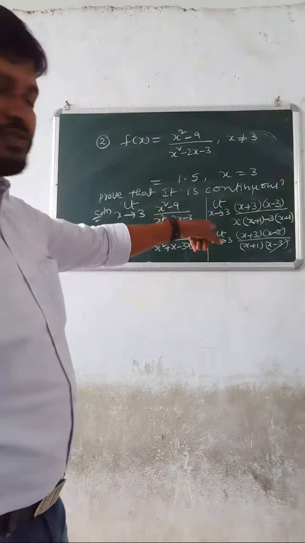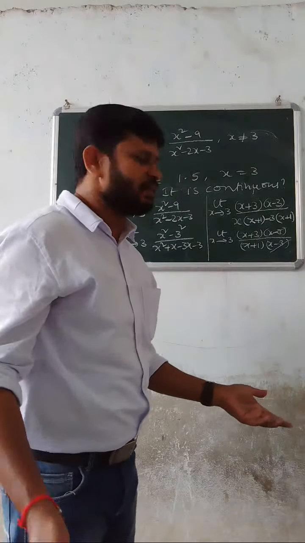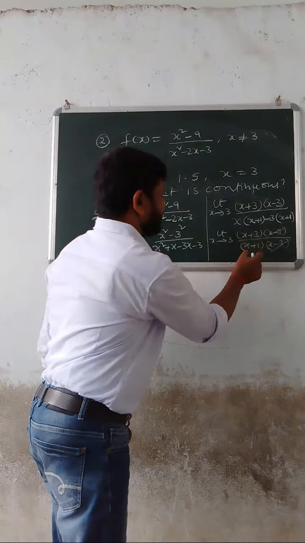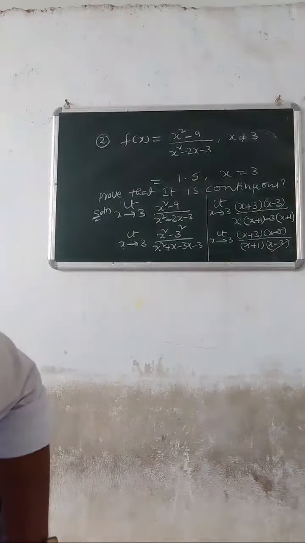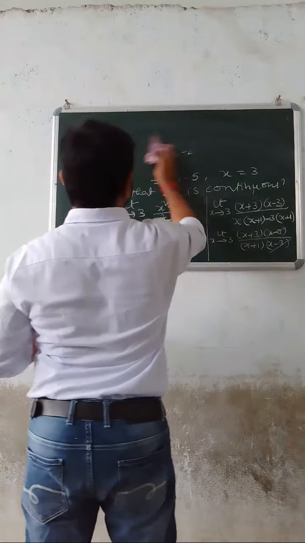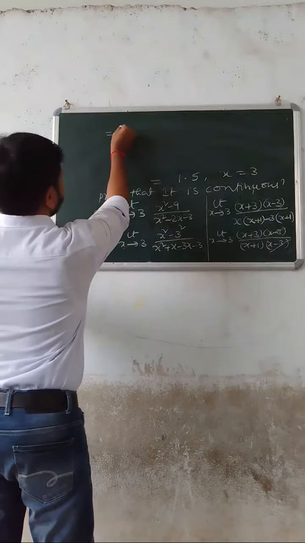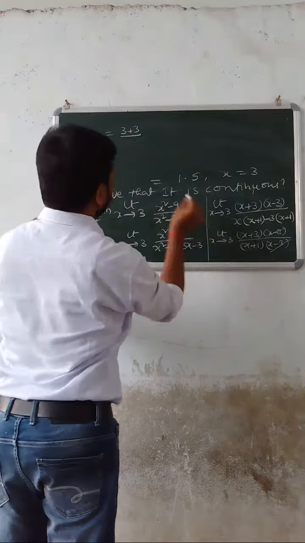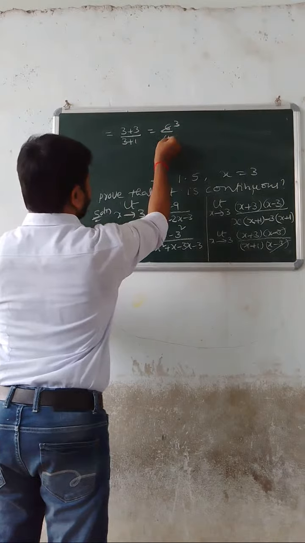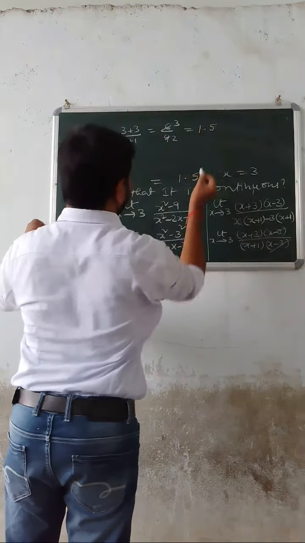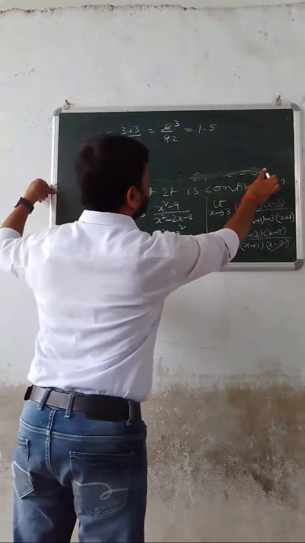Now we have limit x tends to 3, (x plus 3) by (x plus 1). Now what do we have to do finally? Just substitute x in this pattern. So x is equal to what? 3. Substitute here: (3 plus 3) by (3 plus 1). That is what? 6 by 4. 2 3s are 6, 2 2s are 4, so 3 by 2 means 1.5. We got 1.5, and in the question also 1.5.